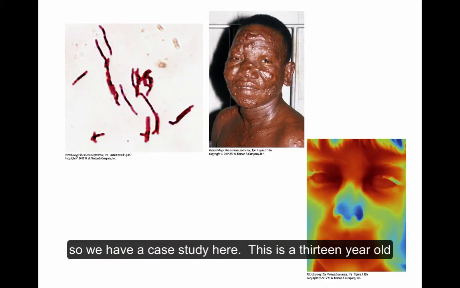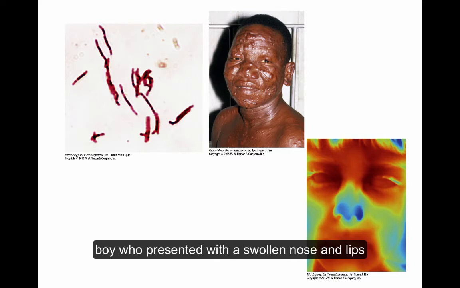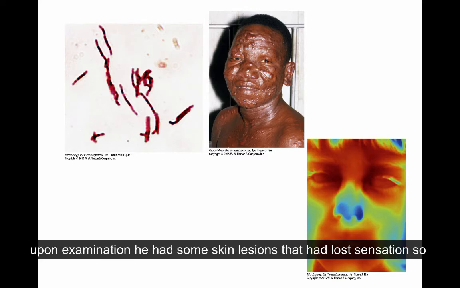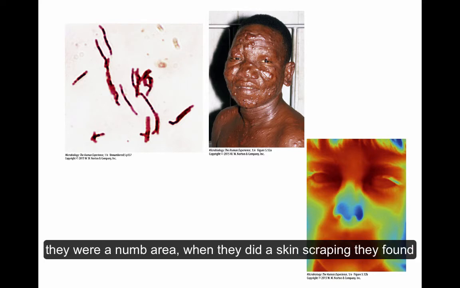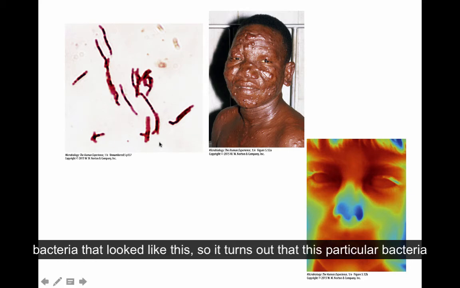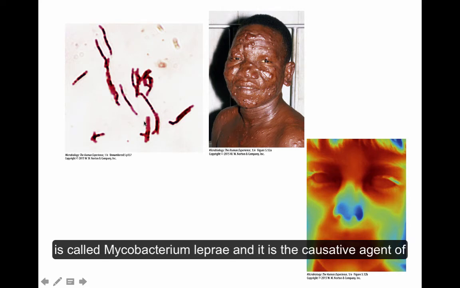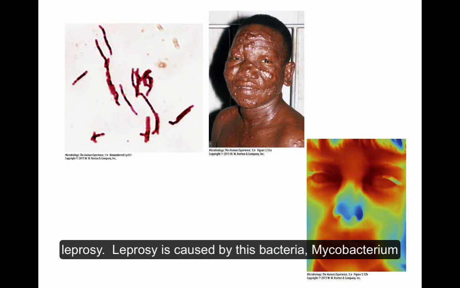Okay, so we have a case study here. This is a 13-year-old boy who presented with a swollen nose and lips. Upon examination, he had some skin lesions that had loss of sensation, so they were sort of a numb area. When they did a skin scraping, they found bacteria that looked like this. Turned out that this particular bacteria is called Mycobacterium leprae, and it's the causative agent of leprosy.